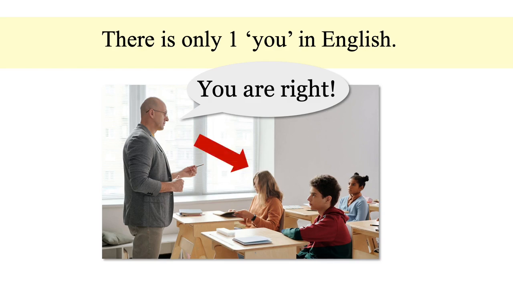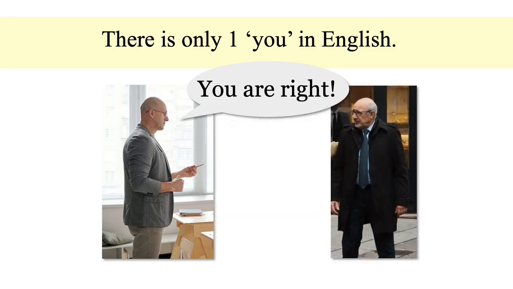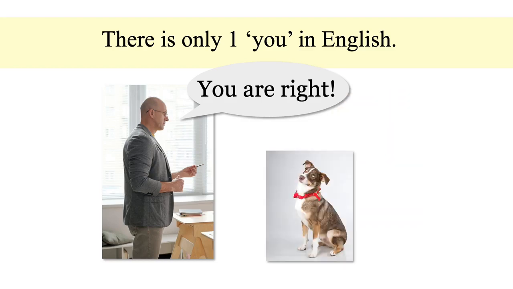Maybe he is talking to this girl. Maybe he is talking to this boy. Maybe he is talking to all of the students. Maybe he is talking to an older man. Or maybe he's talking to his dog. Every time he says, "You are right," because there is only one you in English.